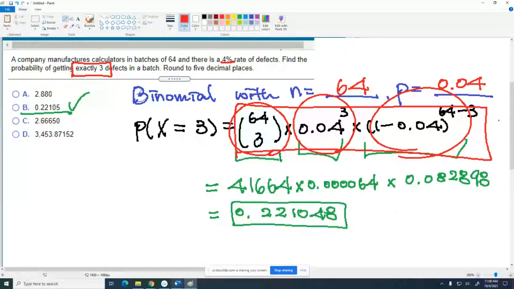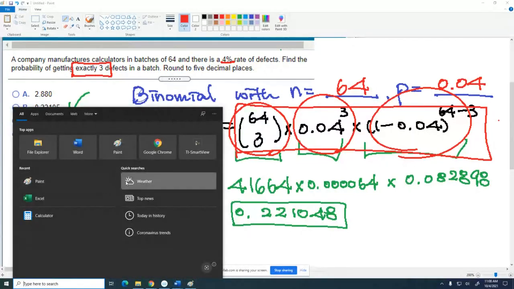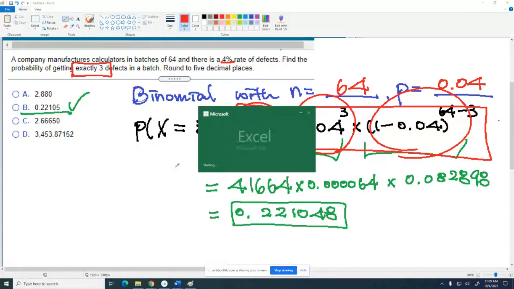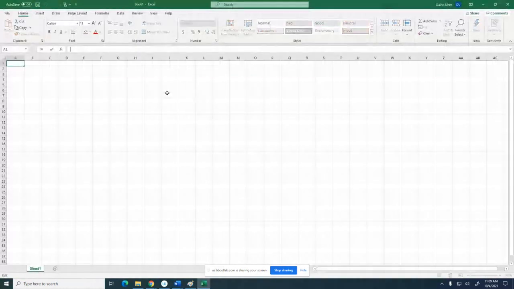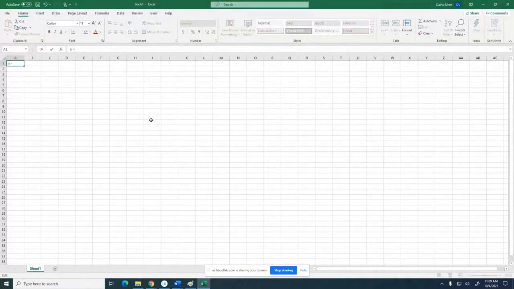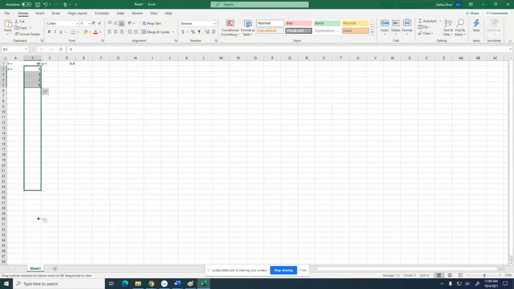So it is the probability at 3. Let me show you the probabilities in Excel. You know Excel is another good software, right? So let me put n equal to 64, and the probability of defectives is 0.04. Now, the possible values for x, always in the binomial, are from 0, no defectives. And the discrete, countable random variable is 1, 2, 3, up to 64.